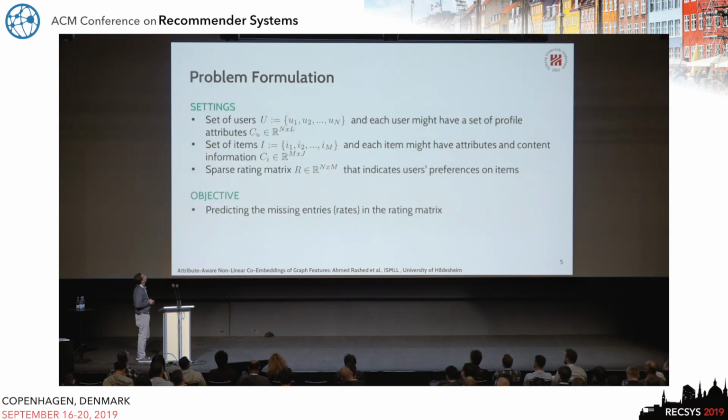So for the problem formulation, we have a set of users, and those users might have some attributes or information, and we have a set of items that also might have some attributes or context information. It depends on the profiles. We tackle the problem of rating prediction, mainly because most of the literature we are comparing with was also optimized for rating prediction, so we have to use the same ground for evaluation.